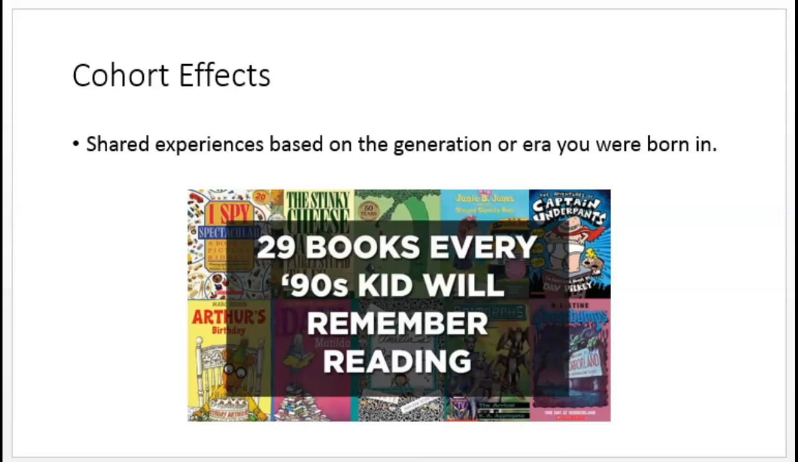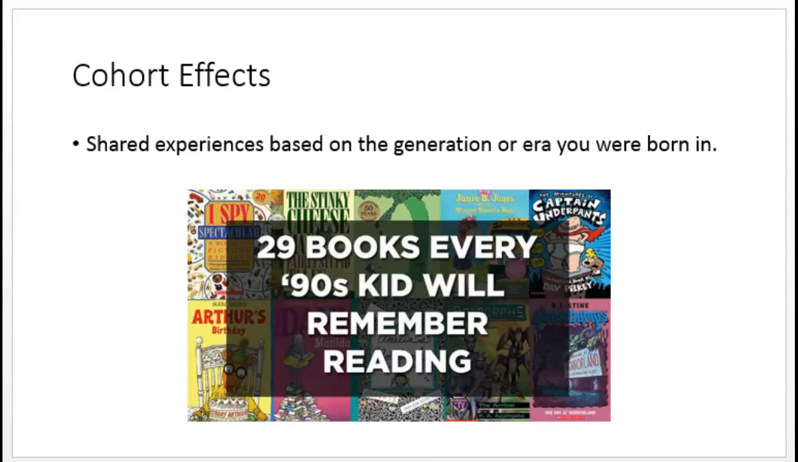And then there are cohort effects. So with cohort effects, what we're describing here is shared experiences based on a generation or era that you were born in, or some group that you were part of. That there's some time aspect to it. So you might hear, for example, the fall 2020 incoming cohort of freshman students. Okay. So like you were all freshmen at UH in that same year, have that common experience.